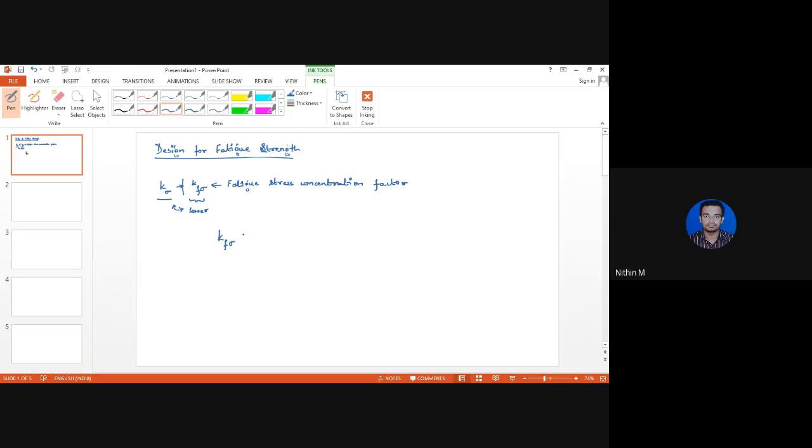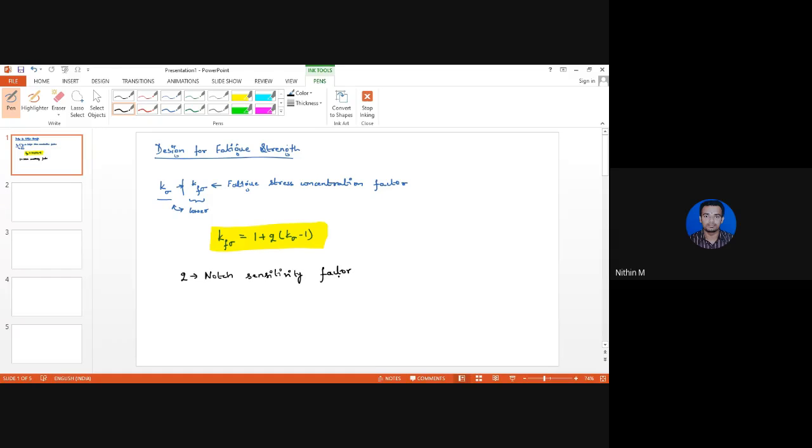Kf sigma, that is the fatigue stress concentration factor, is equal to 1 plus Q into K sigma minus 1. So this is the relationship between the fatigue stress concentration factor and the regular stress concentration factor that we had discussed in the previous class. Now the quantity Q that we are finding here is called the notch sensitivity factor.